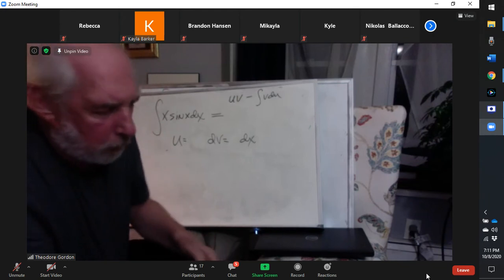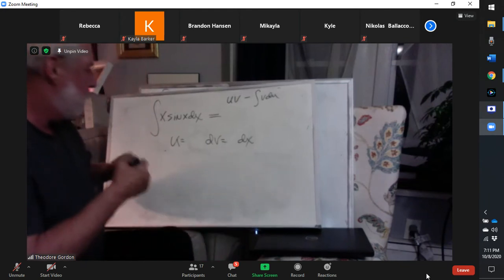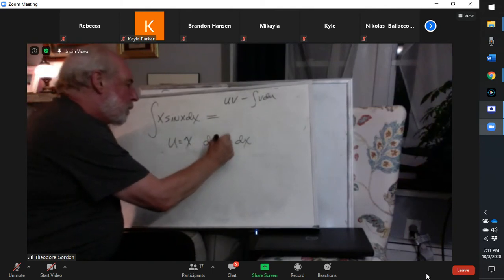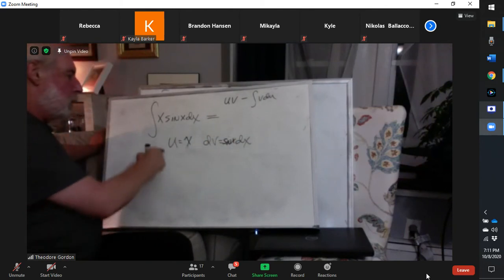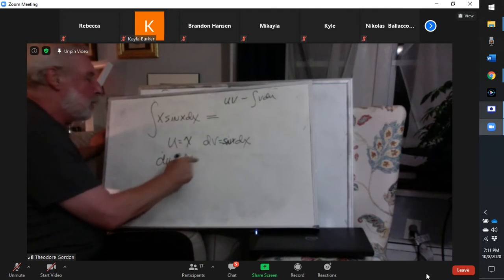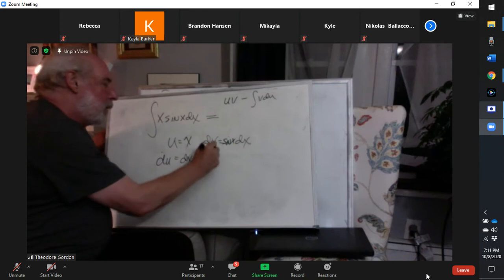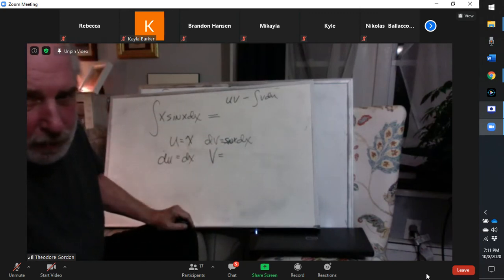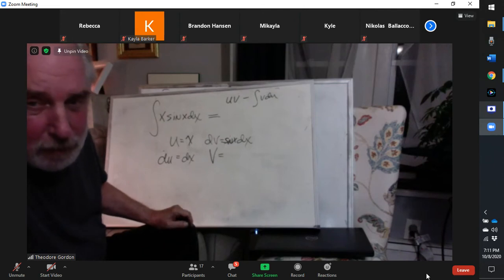So the correct choice for this problem is this will be the x and this will be the sine of x. Derivative of both sides, du, derivative of this side, dx. Integral of dv is v, and the integral of sine is, it's a cosine, but which one?